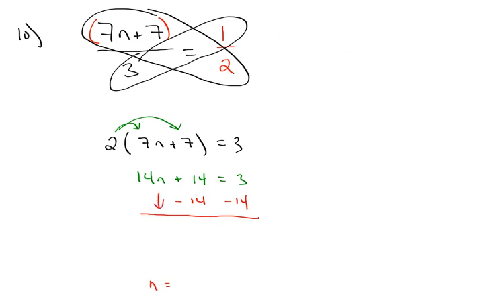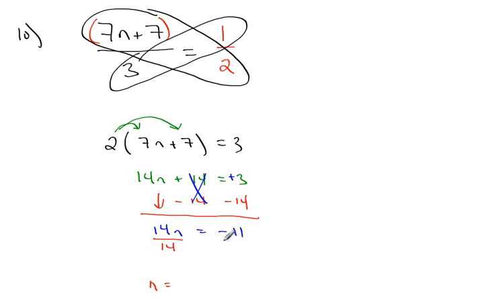Bringing down my 14n here. So 14n, positive 14 and negative 14, see you later, equals 3 minus 14. So I have positive 3, negative 14. I have more negatives, negative 11. I don't want 14n, I just want n. How do I get rid of that 14?